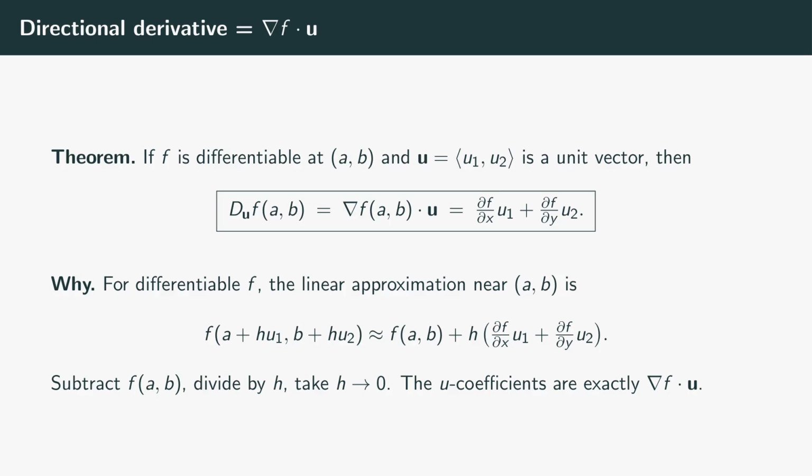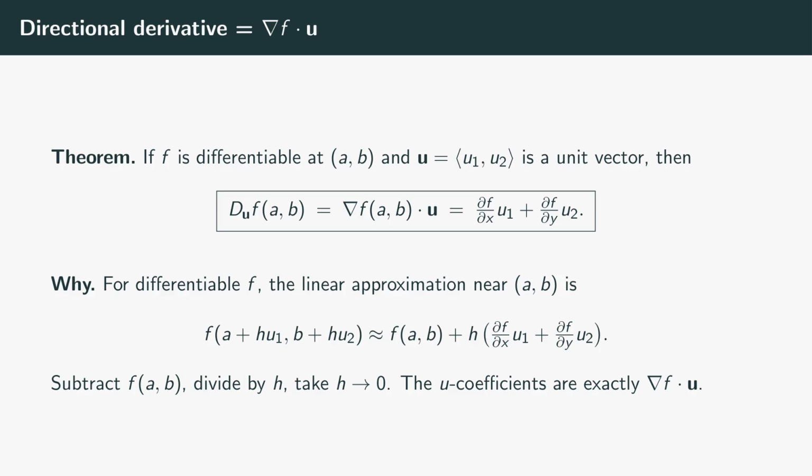That is, the partial of f with respect to x times the first component of u plus the partial of f with respect to y times the second component of u. Why is this true? Differentiability of f means that near (a, b), f is well approximated by its linear part: the value at (a, b) plus the partial of f with respect to x times the x displacement, plus the partial of f with respect to y times the y displacement.